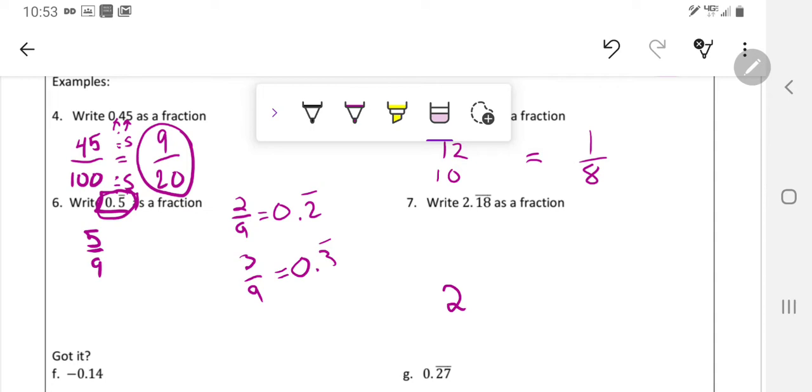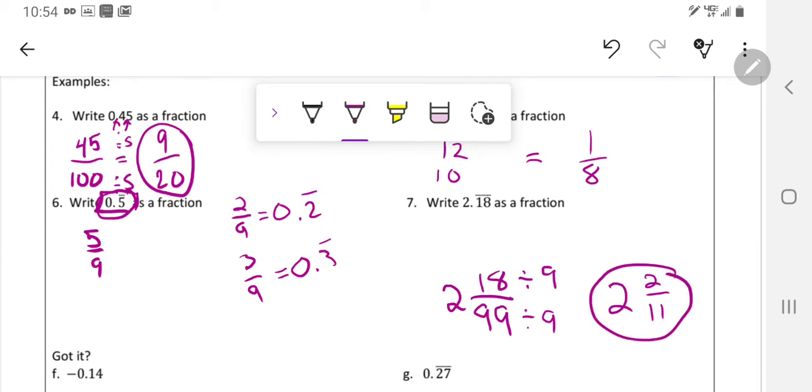We're going to put the 18 on top, like that. And then since 2 digits repeat, we're going to have 2 9s in our denominator. All right, now this one does simplify, so we have to be careful about that. We can divide by 9 up top and divide by 9 on the bottom, so we get 2 and 2/11. All right, so that would be our fraction form.